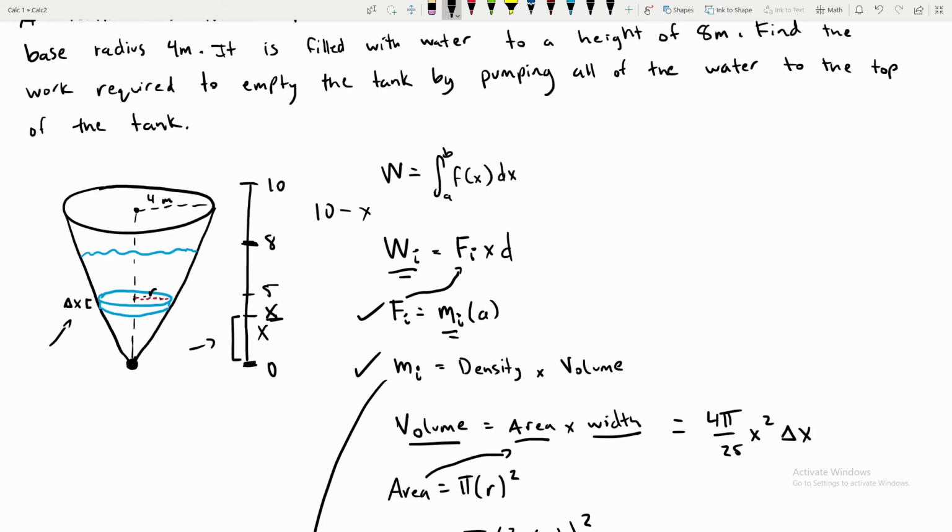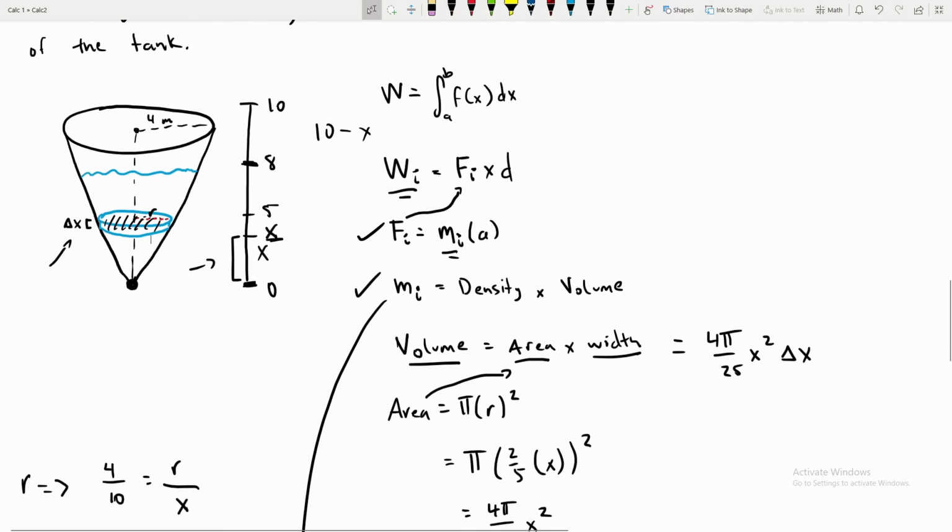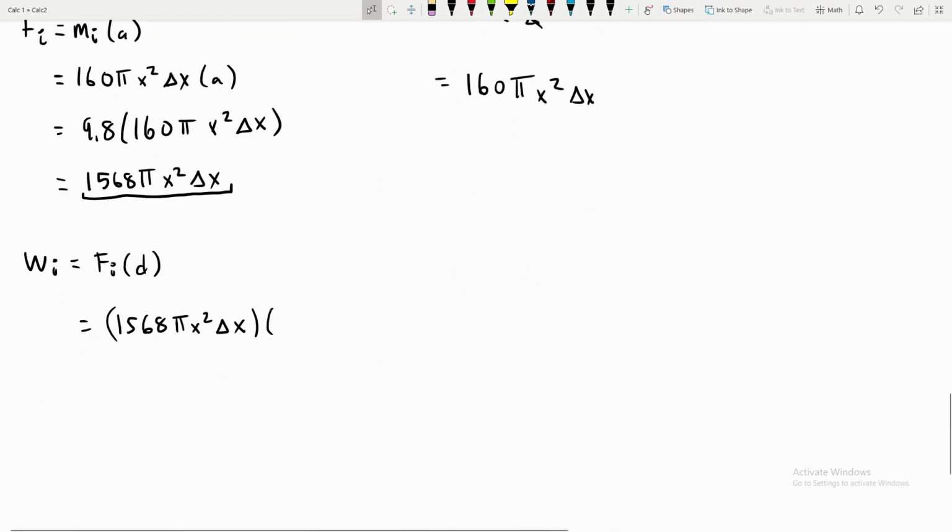So the sheet of water, this layer of water located at position x, will have to travel 10 minus x units to get all the way out of this circular cone. So now we go back, and now that we've figured out an expression for the distance, we just multiply by it. And now as you can see, we get this big expression going on over here, and this is the work for the ith layer.